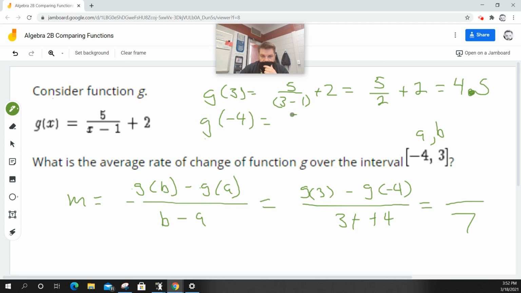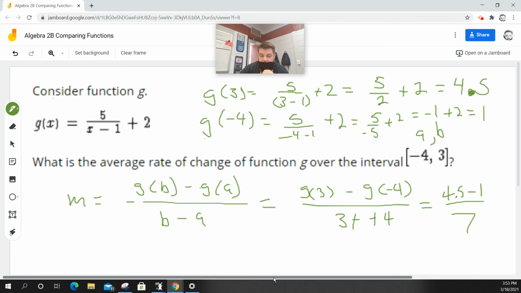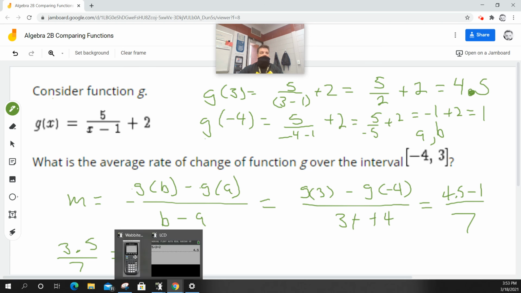Now for the next one, if I want to plug in g of -4, I'm going to plug in -4 down here on the bottom, plus 2. That's going to give me 5 over -5 plus 2, which is -1 plus 2, which is just 1. So g of -4 is 1, and g of 3 is 4.5. So I really get 3.5 over 7, which if you reduce that, becomes 1/2. And that's it. That's the one.